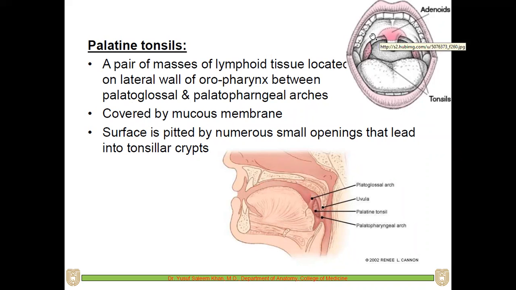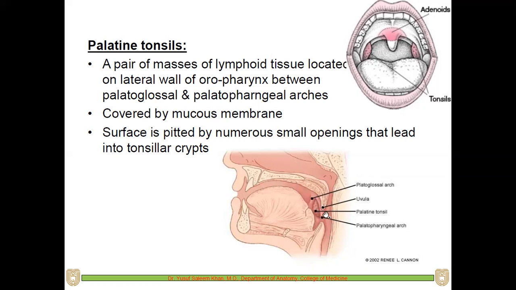If you see here, in the front, this is the palatoglossal arch, and behind we have the palatopharyngeal arch. In between, we see the tonsil. So it is covered in the front by the palatoglossal and posteriorly by the palatopharyngeal.